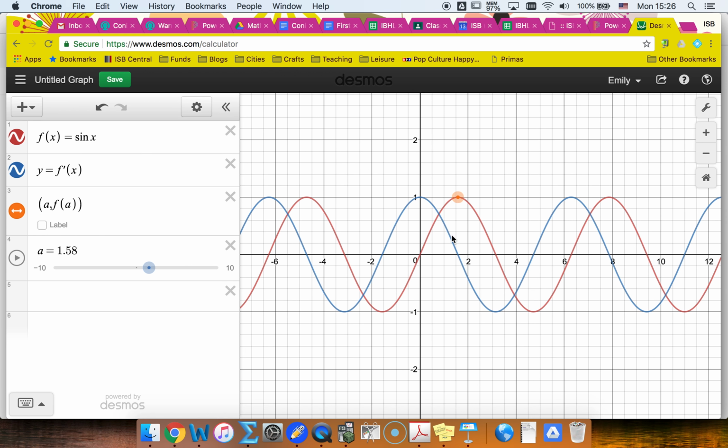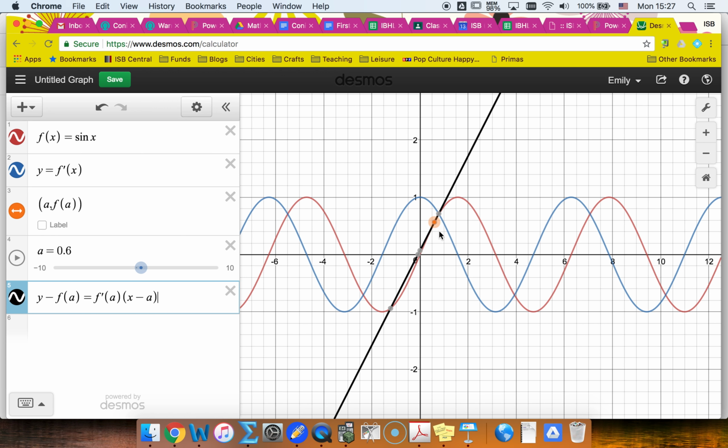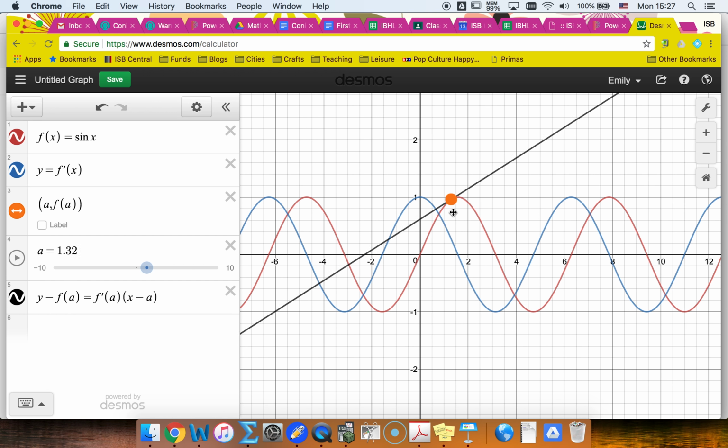was still positive. So my derivatives here, my tangents, and I could put in the tangent, y minus f of a equals f prime of a times x minus a. As I drag my orange point along, I can see my tangent line. My slope is still positive, but it's becoming a smaller number. My slope is less steep, and now my slope is 0.